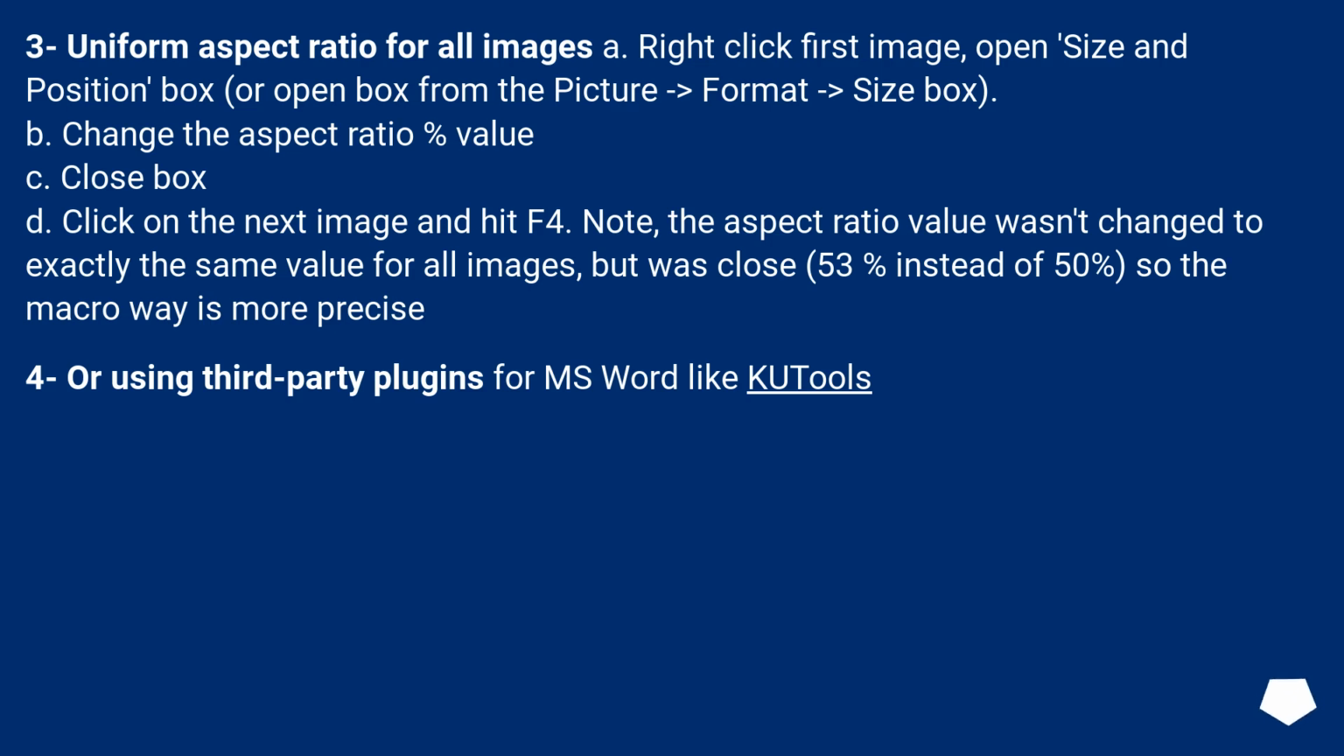Note, the aspect ratio value wasn't changed to exactly the same value for all images, but was close, 53% instead of 50%, so the macro way is more precise. 4. Or use third-party plugins for MS Word like QTools.